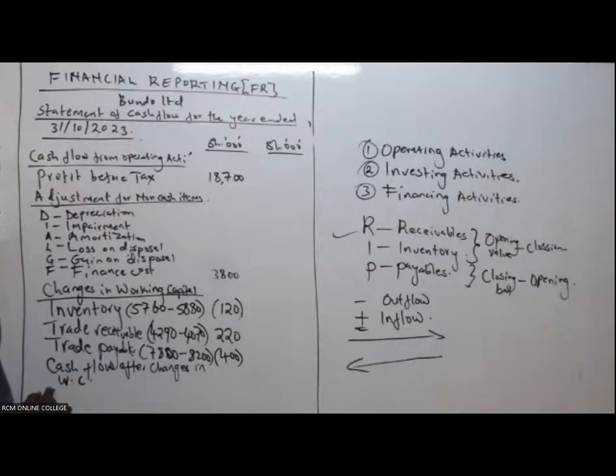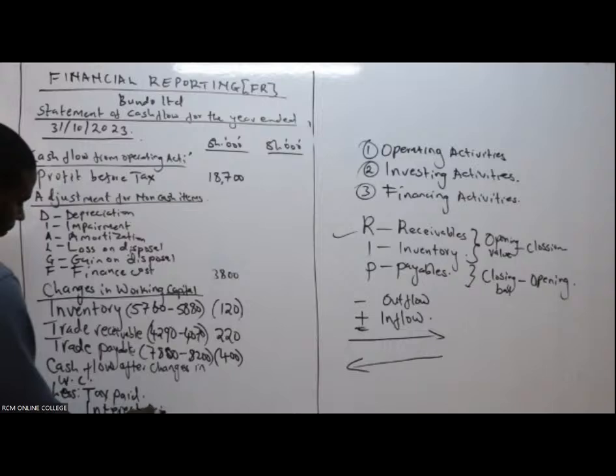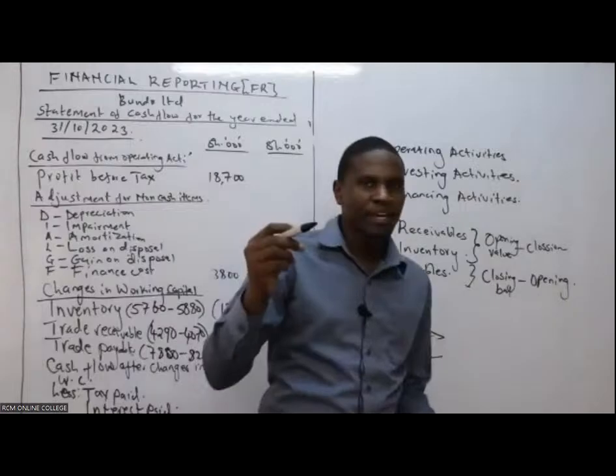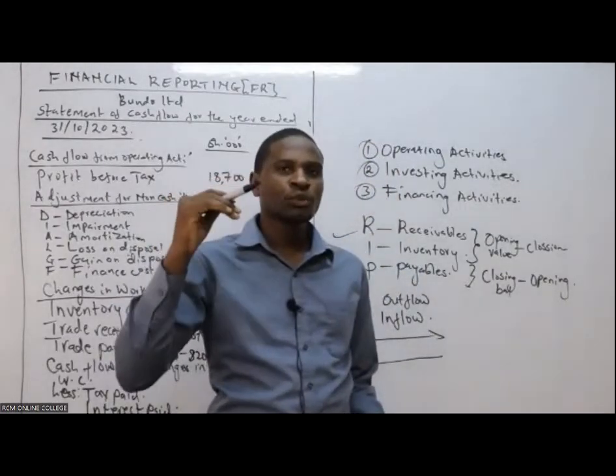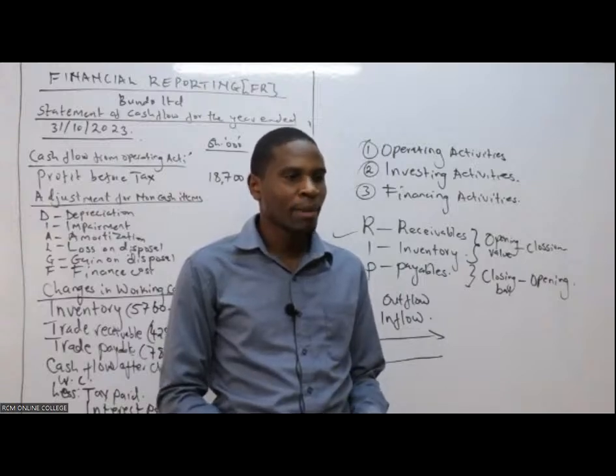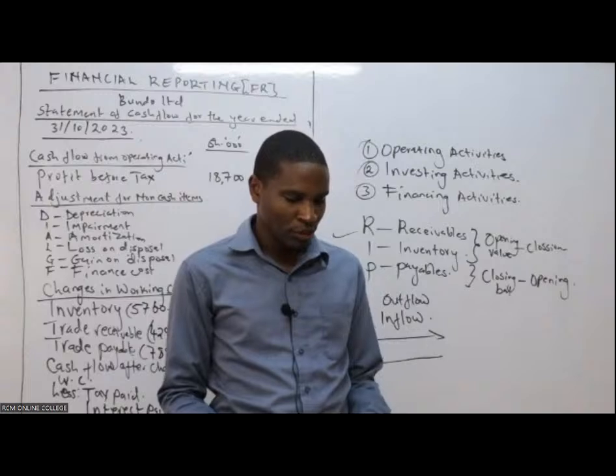Now you have to continue: less tax paid, and then less interest paid. Sasa for the tax paid and the interest paid, you are advised to go direct to the current liability and check whether we had some balances. So that is what we are going to do.